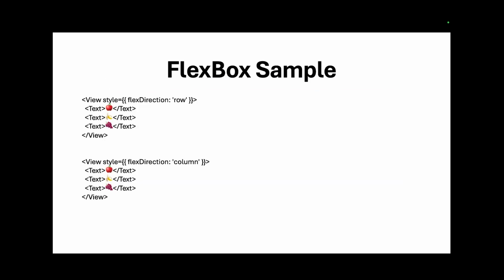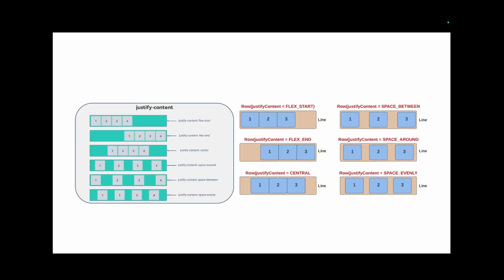This is an example of flex row. The items will display in a horizontal manner, and flex direction column will display the items in a vertical manner. Okay, so now there is another thing, justify content.